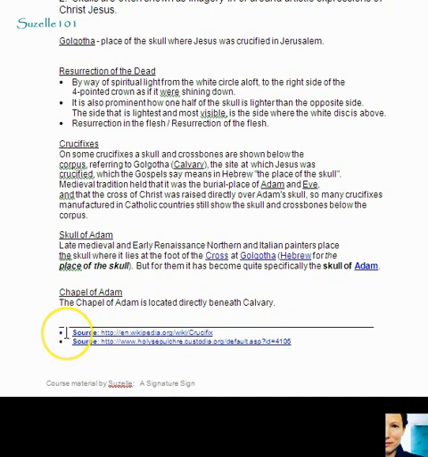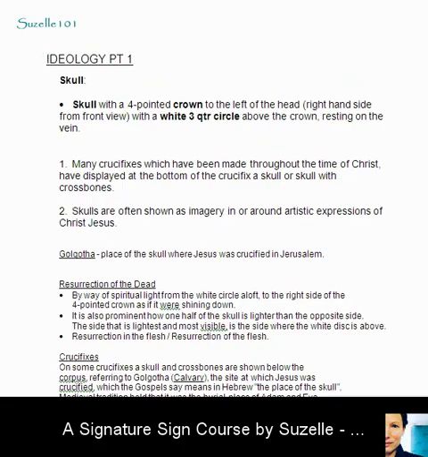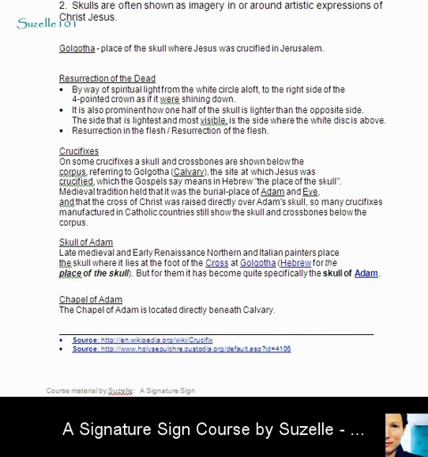There are sources at the bottom if you wish to continue further research for the crucifix or the Holy Sepulchre. And this finishes part 1 of the ideology section. We will now move on to part 2.